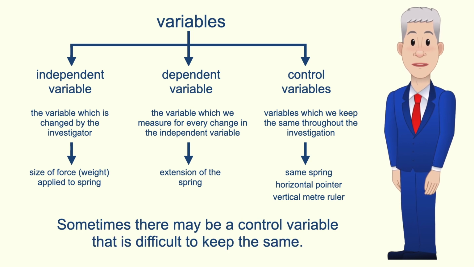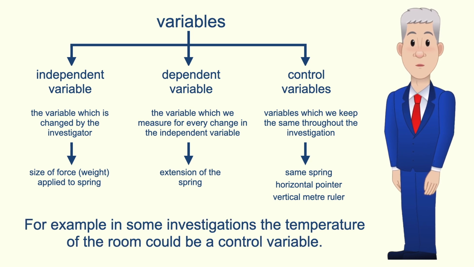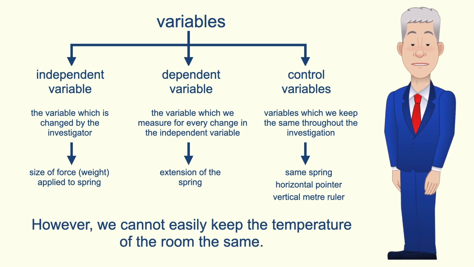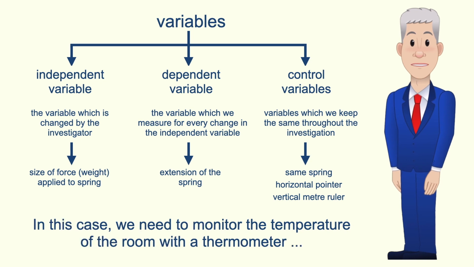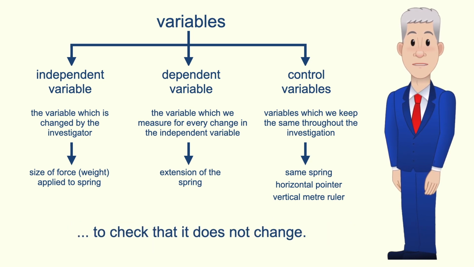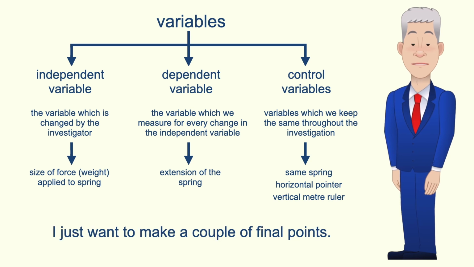Now sometimes there may be a control variable that is difficult to keep the same. For example, in some investigations, the temperature of the room could be a control variable. However, we cannot easily keep the temperature of the room the same. So in this case, we need to monitor the temperature of the room with a thermometer to check that it does not change.